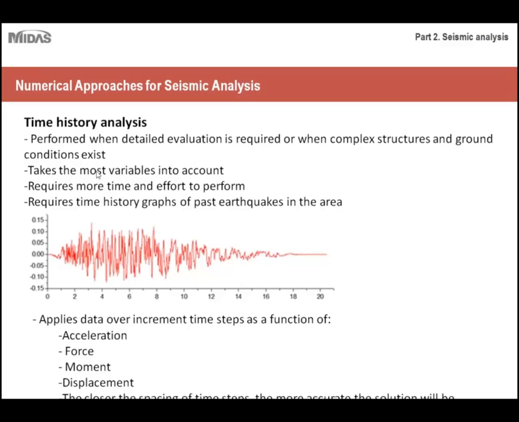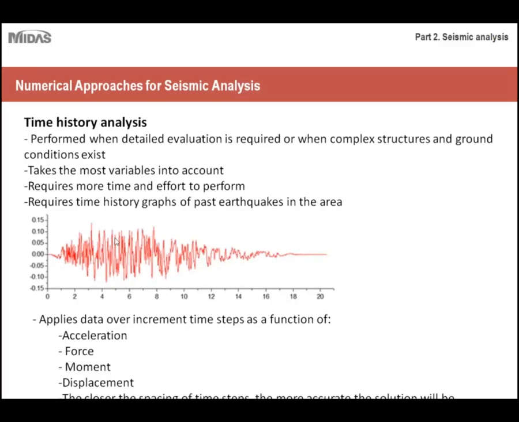So it takes the most variables into account. As I discussed before, you'll need access to a number of time history records, and these are standardized. For those of you who work in high seismic regions, I'm sure you're well aware of the time history records that are available in your area. You need access to these records, and then also you'd have to import them into the calculation itself. I won't go into a very high level of detail because time history analysis in and of itself could be its own lecture.